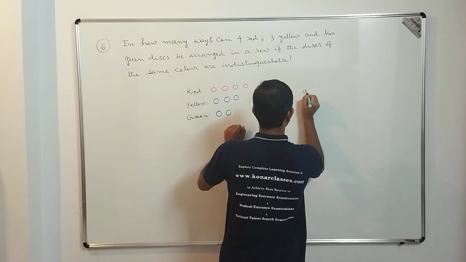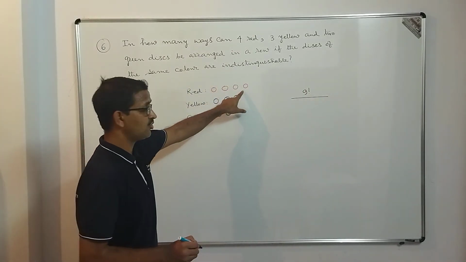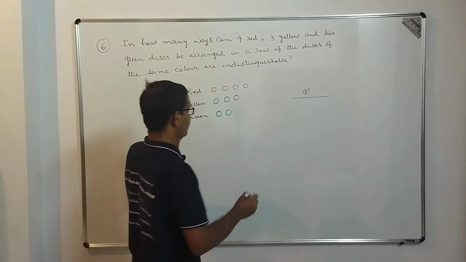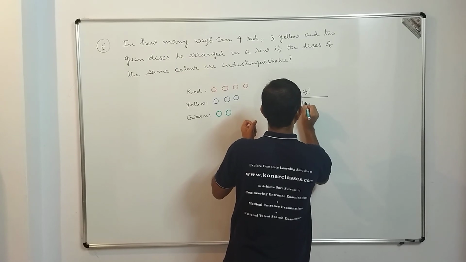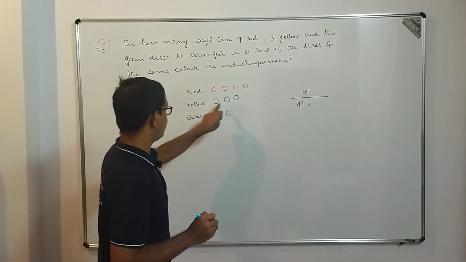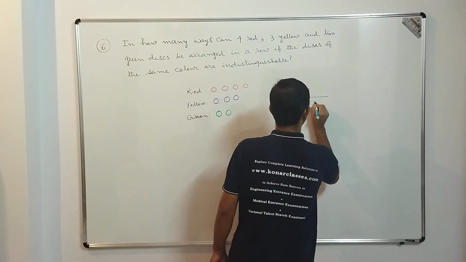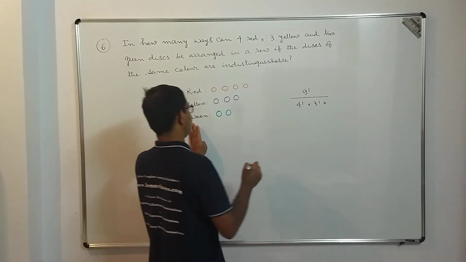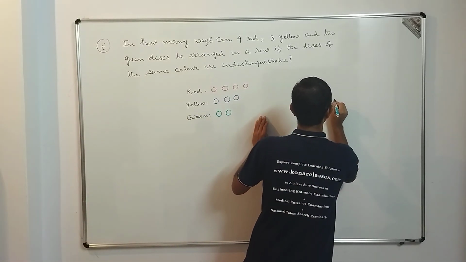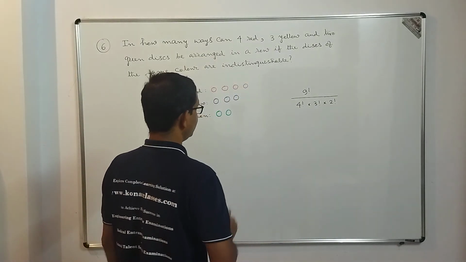So 9 factorial divided by, there are 4 objects of one kind, that is the red type, so that is 4 factorial, into, there are 3 objects of another kind, yellow, that is 3 factorial, into, there are 2 objects of another kind, that is 2 factorial. So 9 factorial divided by 4 factorial into 3 factorial into 2 factorial.